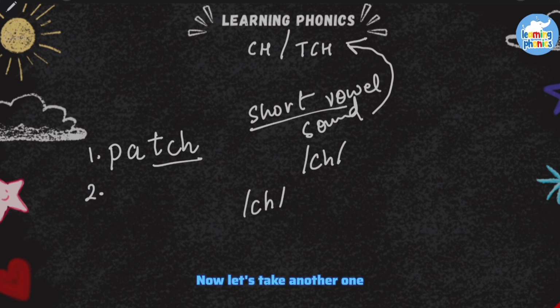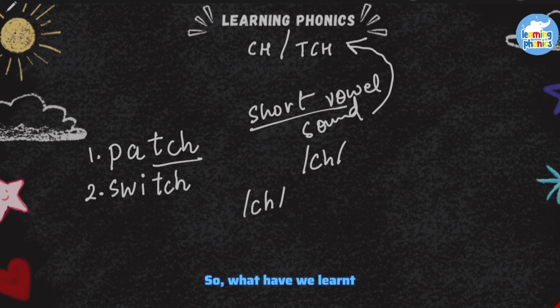Now, let's take another one. That is switch. Sw, i, ch, switch. What do you hear before the ch sound? I. That is a short vowel sound. Write down sw, i. So after the short vowel sound, what are you going to use? TCH. Alright. See, it's very simple.